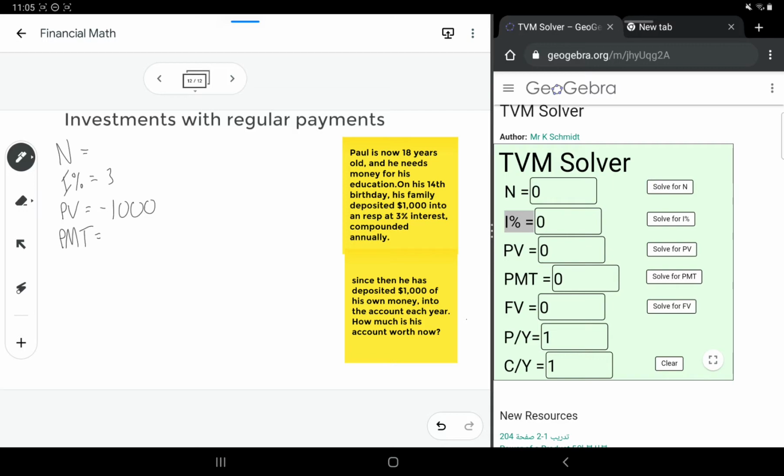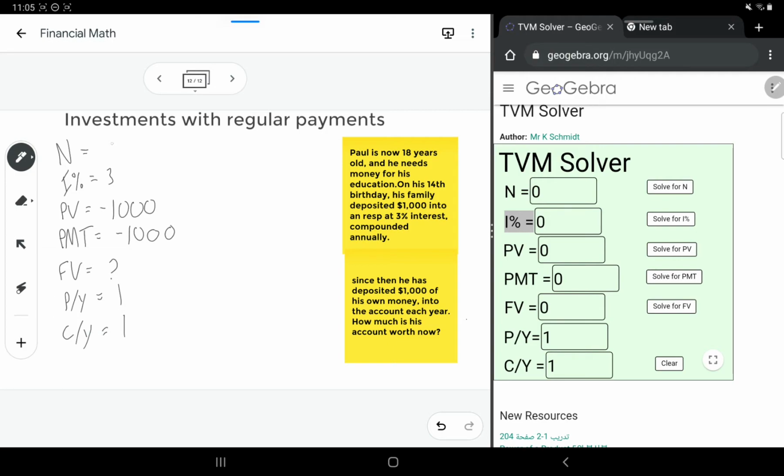Okay, so just like your present value that goes away from you into the bank, each of these payments is also going away from Paul into the bank, so they're negative, right? And he pays $1,000 each year. And we also have the future value. Future value, we don't know. That's what we're looking for. The payments per year says that Paul made one payment per year, so we have a payments per year of 1. And compounds per year, this was an annually compounding investment, so that's a 1.